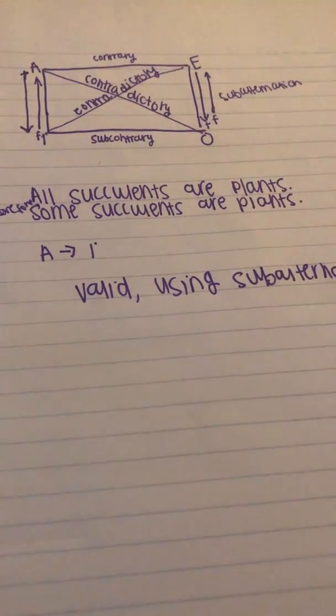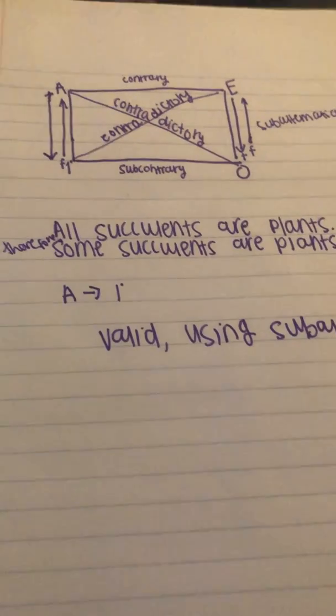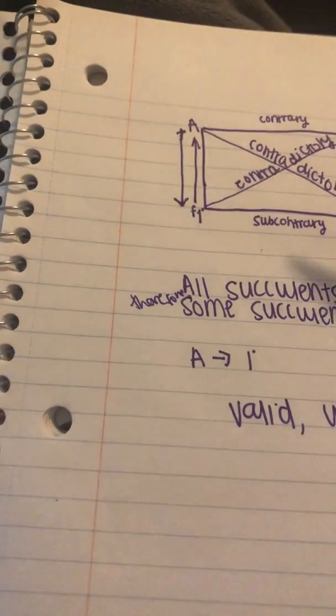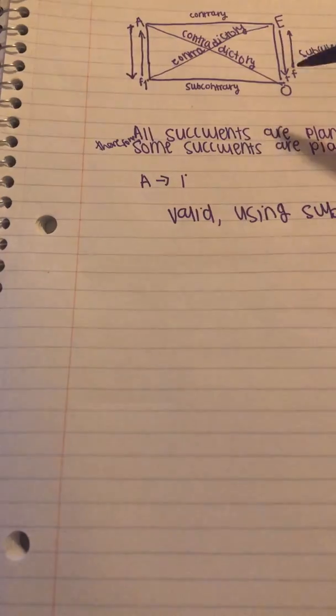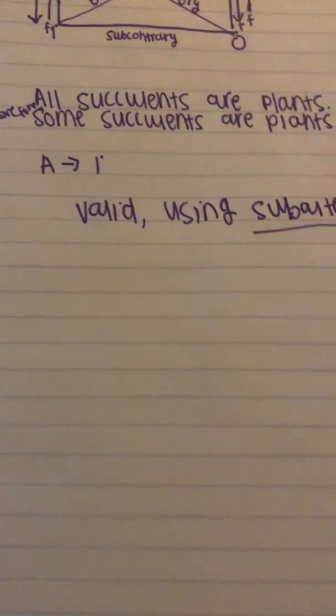And that is how you go about figuring out which of these is true and false. And if we had a false one, as the textbook states, in order for it to be false, it has to either be stated in the proposition itself, or it has to be false based on contradictory or contrary or subcontrary. But for this specific example, A can go to I, true A can go to true I because of subalternation. So, check.